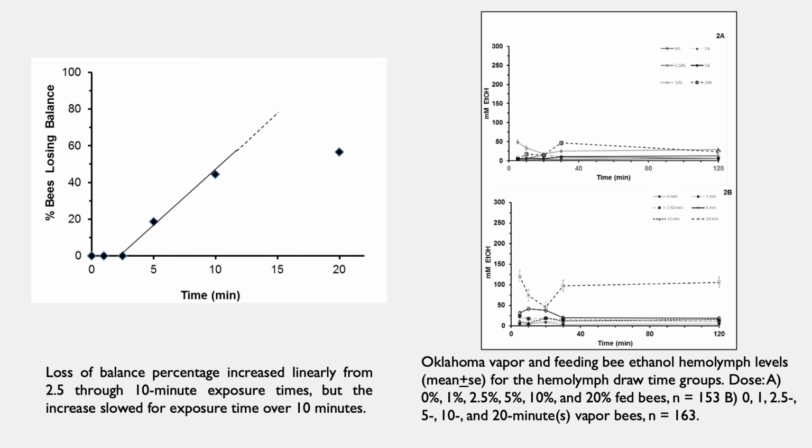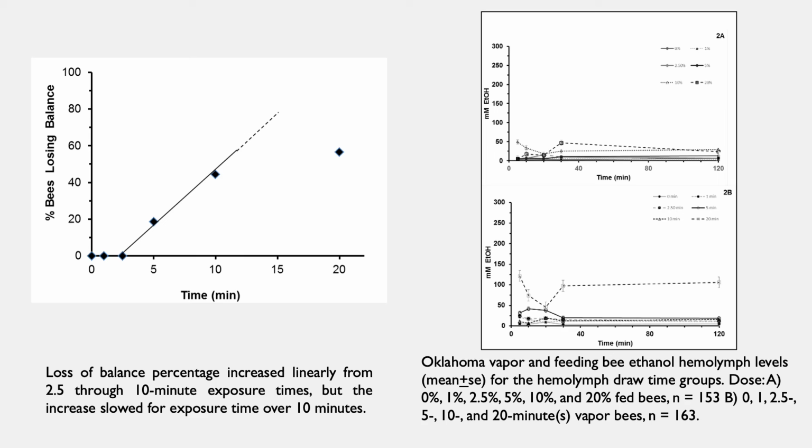The figure on the left here shows the loss of balance data, and as you can see on the graph, only the bees in the 5%, 10%, and 20% groups for the vapor alcohol bees lost balance. And as you can also see, the loss of balance percentage increased linearly from 2.5 through 10-minute exposure, but then the increase slowed once it reached over that 10 minutes.